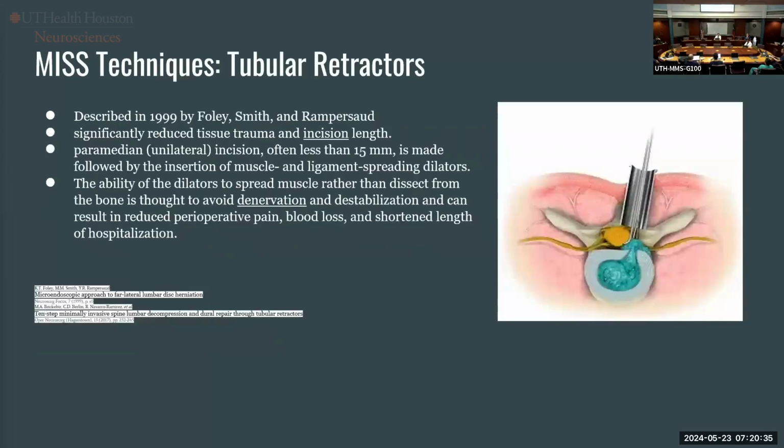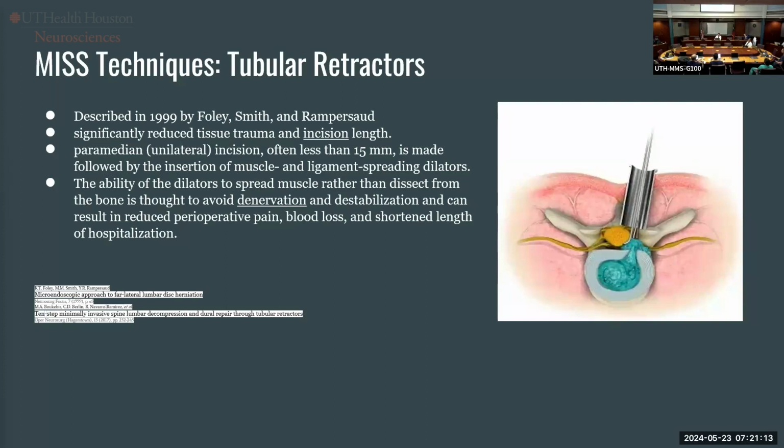One of the first and most common techniques is tubular retractors. It was first described in 1999. Basically, the idea is instead of an open midline incision, you are making a very small incision and then putting down tubular dilators to displace soft tissue as opposed to cut it, resect it, burn it, etc. I think there still is a little bit of soft tissue at the bottom of the tube that is getting damaged. So it's an imperfect system, but certainly an improvement over prior methods in terms of tissue damage.